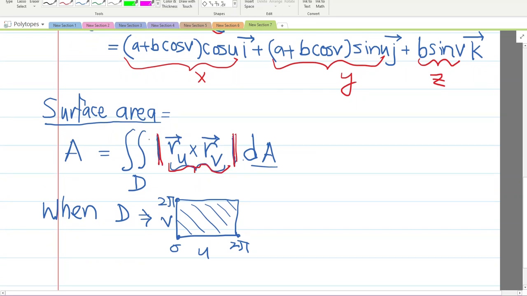This double vertical bar means the absolute value, I mean the length of the vector. So this guy is a vector.